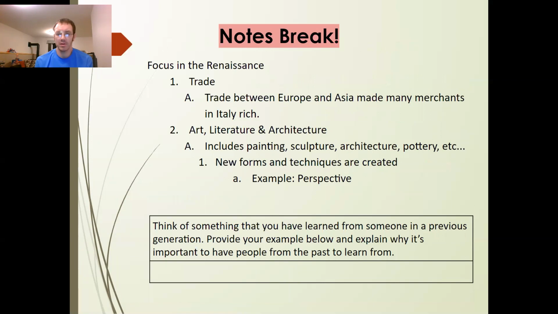Provide an example below of what you learned from them, and explain why you feel it might be important to have people from the past to learn from. So I think about my dad and my grandpa. I learned from my dad how to work hard because I grew up on a farm, and that was really important to him. Every day I went out and I was able to work with him. And so I learned a good work ethic.